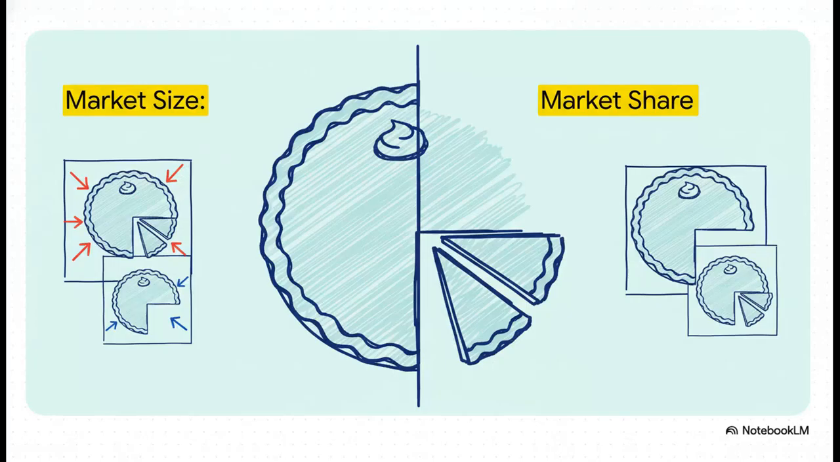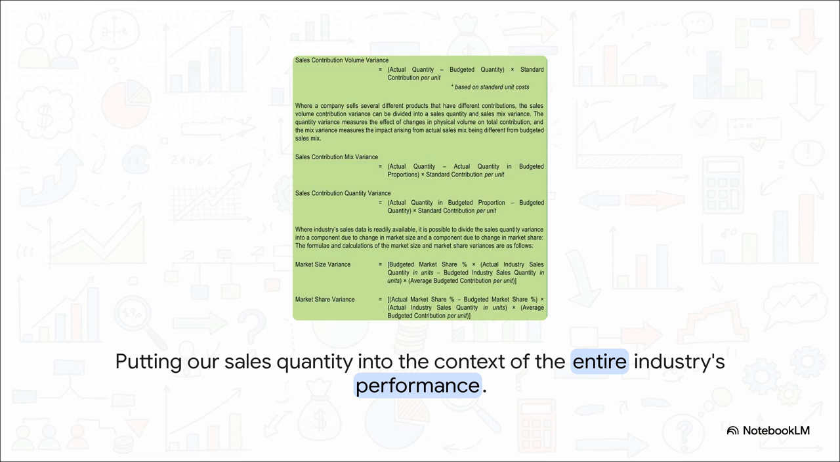And this perfectly illustrates that final breakdown of our quantity variance. The market size variance is all about the whole industry. Did the tide rise for everyone, or did it go out? Then, the market share variance is all about us. Did our slice of that market pie get bigger or smaller? These last two formulas break our quantity variance down into those external factors.